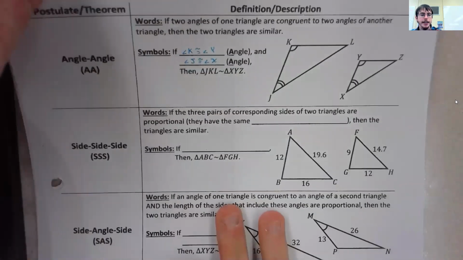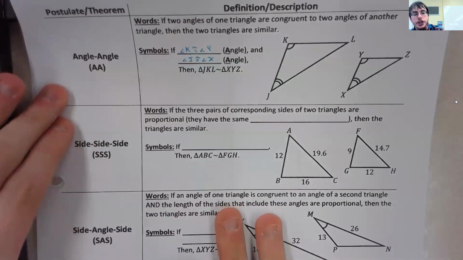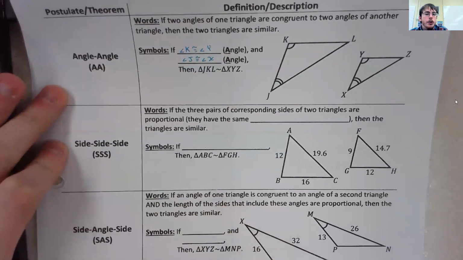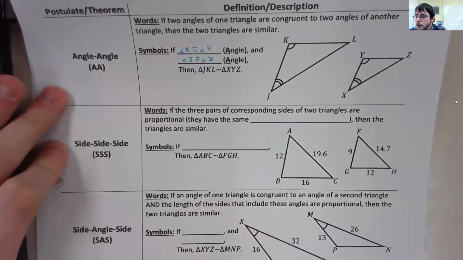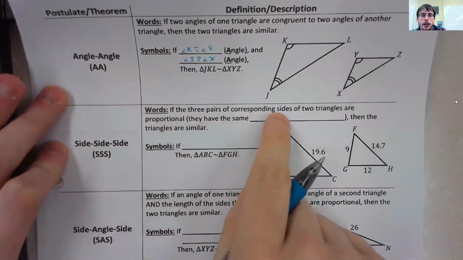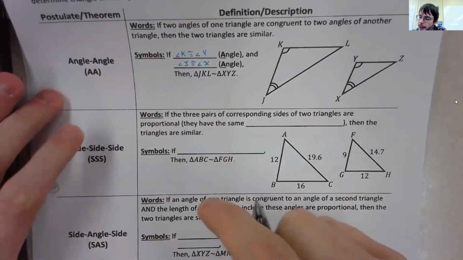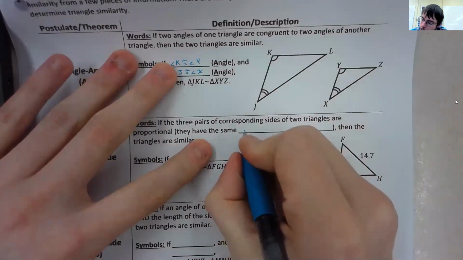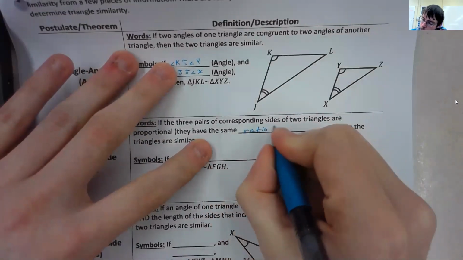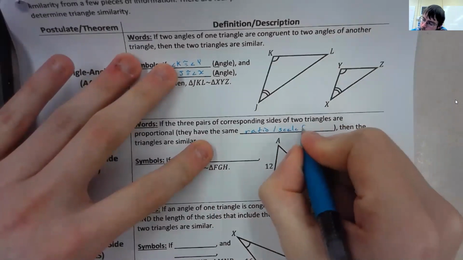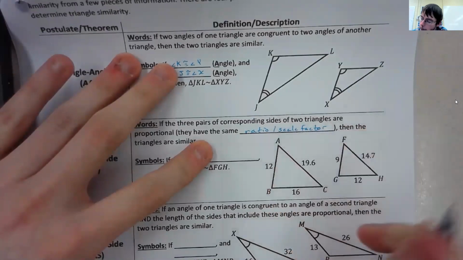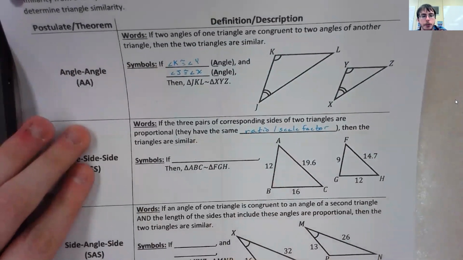Next up is side-side-side. Just like the name implies, it involves 3 sides. If the 3 pairs of corresponding sides of 2 triangles are proportional, and the word proportional means that they have the same ratio or scale factor, then the triangles are similar.